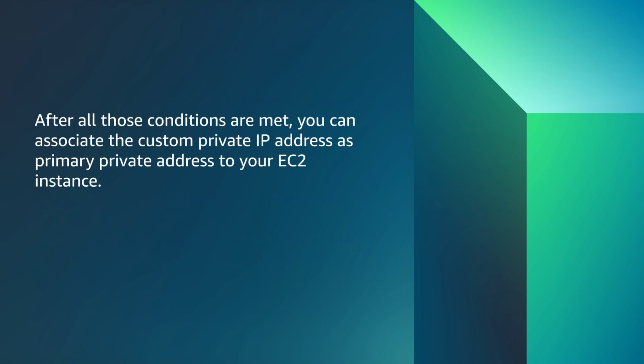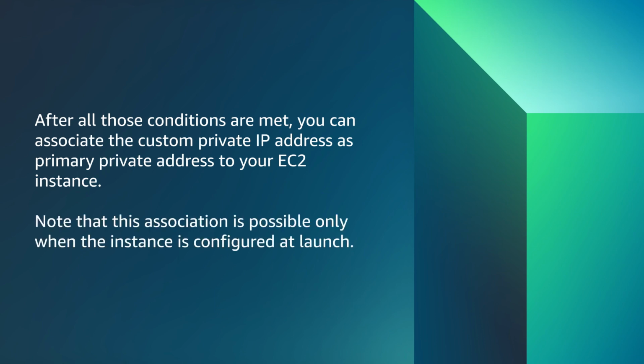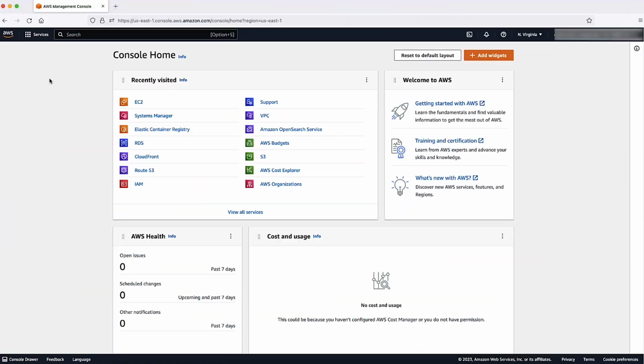After all those conditions are met, you can associate the custom private IP address as the primary private address to your EC2 instance. Note that this association is possible only when the instance is configured at launch. Let's go to the AWS Management Console and see how to do this.